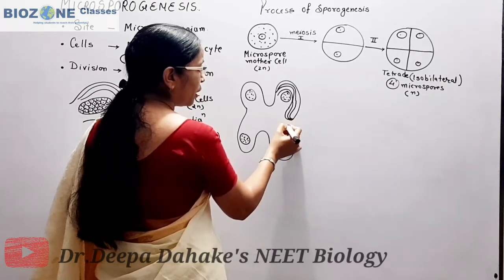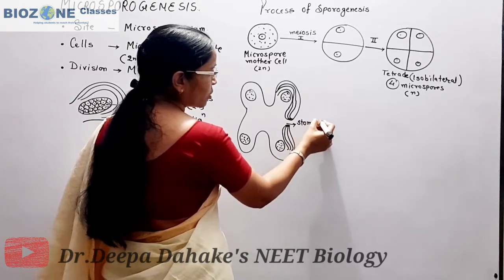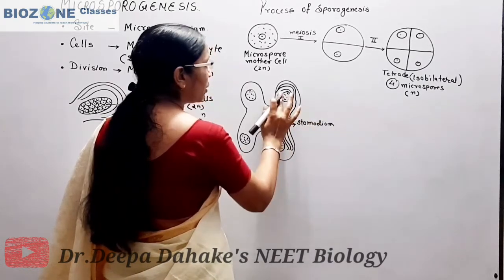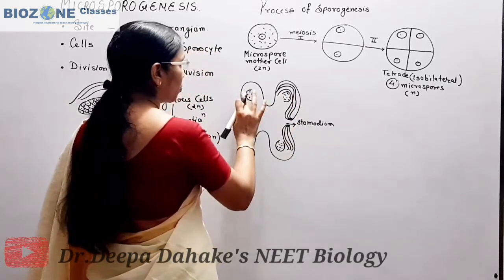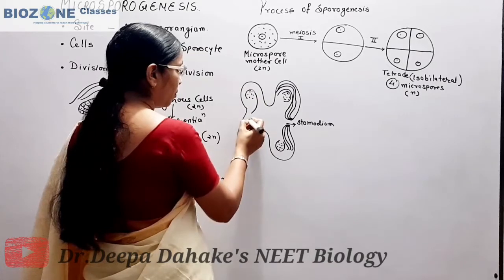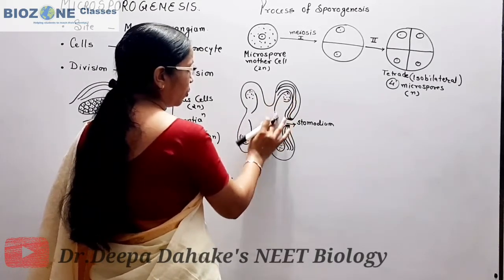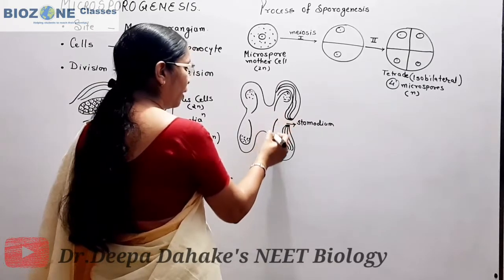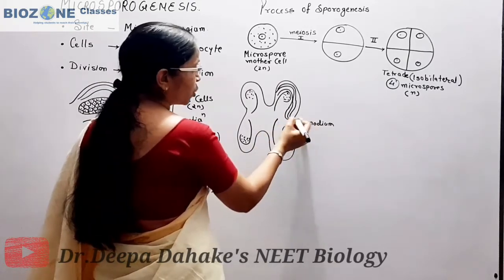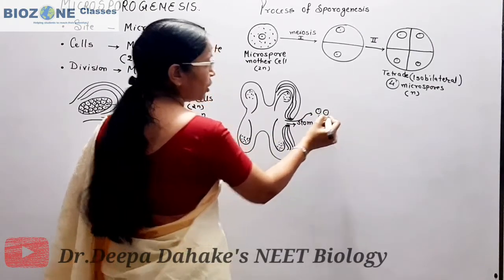That aperture is called the stomium, and via the stomium the microsporangium bursts, and these burst microsporangia come in contact. You see this kind of structure in the diagram, and upon bursting the microspores are released from the microsporangium.